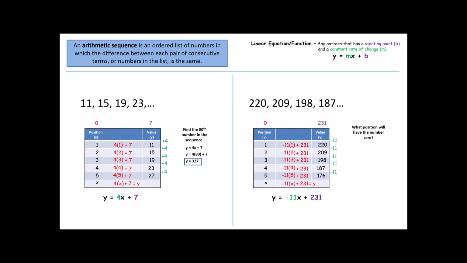Suppose I were to ask you what position would have the number 0. This is a little different than the questions we were asking earlier. Again, pause the video and try that. I'm going to keep going. We know our pattern, but notice X is the position. I'm asked about the position. What I'm given is the value of the number in that position. I'm asked, what would X have to be to make my Y a 0?